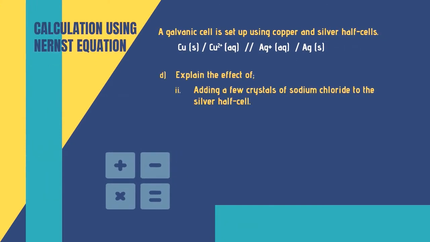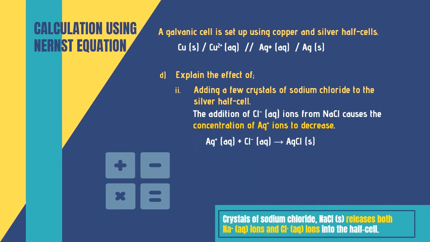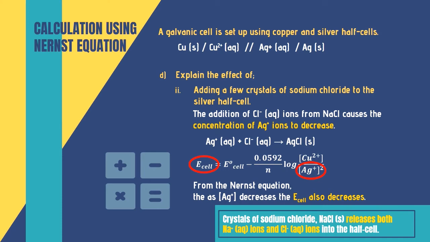Next, to explain the effect of adding sodium chloride crystals to the silver half cell, students need to know that sodium chloride releases Na+ ions and Cl- ions into the silver half cell. The Cl- ions from NaCl cause the concentration of Ag+ ions to decrease because they react to form AgCl salt. Referring to the Nernst equation, a decrease in Ag+ concentration causes the value of E cell to also decrease.